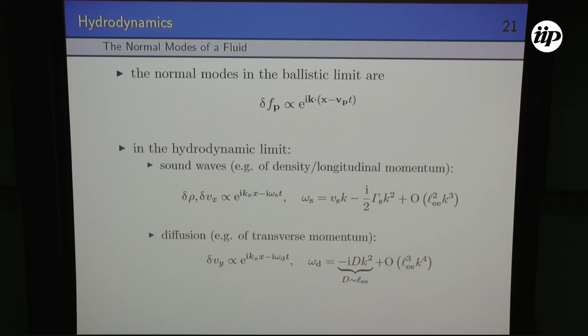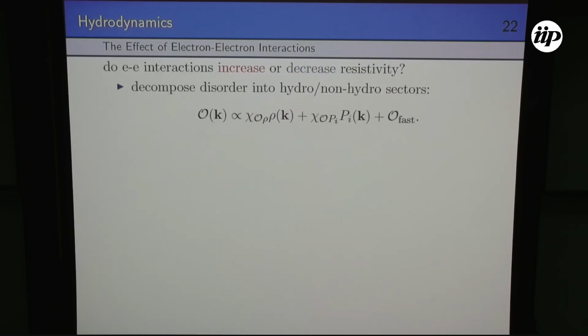And it's really these hydrodynamic modes, and not the single particle excitations of the ballistic limit, that are moving through this inhomogeneous landscape. Okay? And it's the scattering of these hydrodynamic modes off of the disorder that's ultimately going to give rise to our new temperature dependence of the electron impurity scattering rate. Okay? So now we're finally ready to answer the question of, do the electron-electron interactions increase or decrease the resistivity that we measure? Okay?